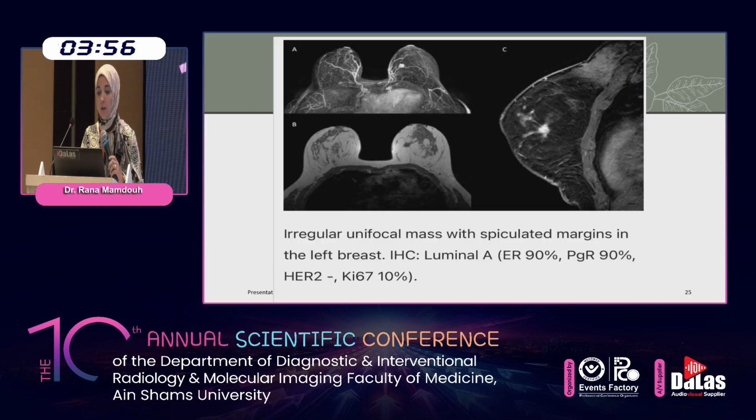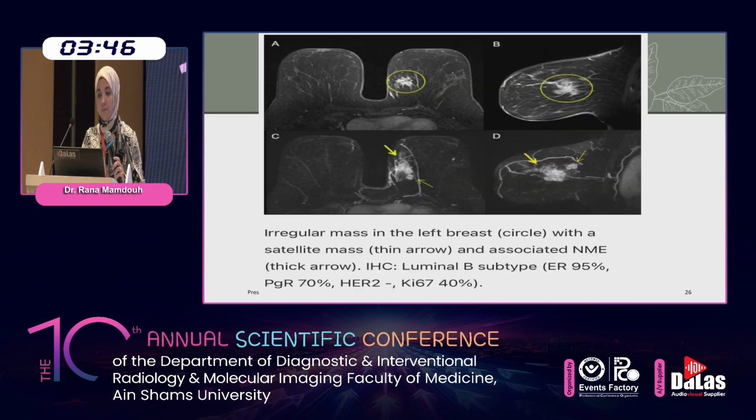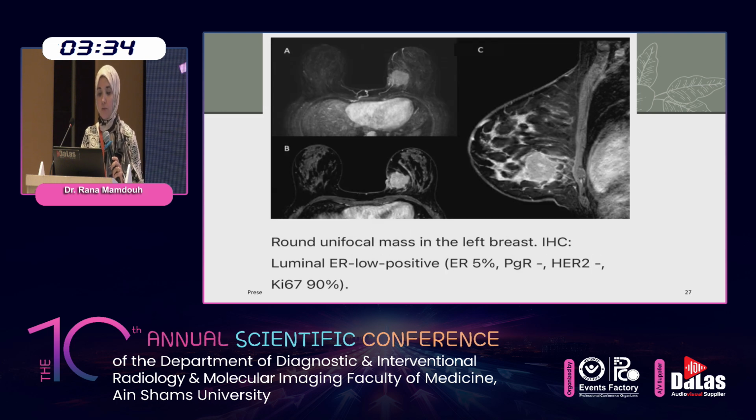Examples of MRI cases. First case has an irregular unifocal mass with spiculated margin. It is typical for luminal type A. The second case, irregular mass, left breast, with satellite lesions. It is typical for luminal type B. The third case, rounded unifocal mass with no evidence of calcification or T2 dots for calcification. It is typical for triple negative.